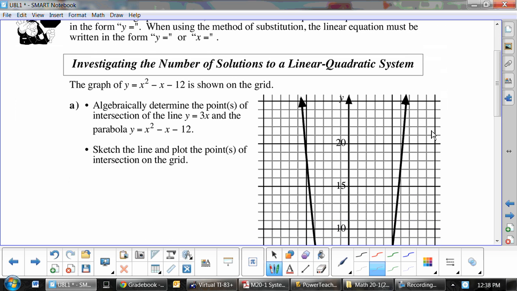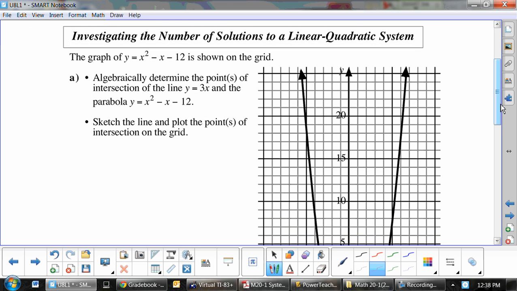So, yeah, it's a giant graph. So what we have here, this is our graph of this. So we know it's a parabola, so it's a quadratic. So x squared minus x minus 12. And then they ask us to algebraically determine the points of the intersection of the line. So we know that our two equations are x squared minus x minus 12 and 3x. And because they're both equal to y, we can make them equal to each other.